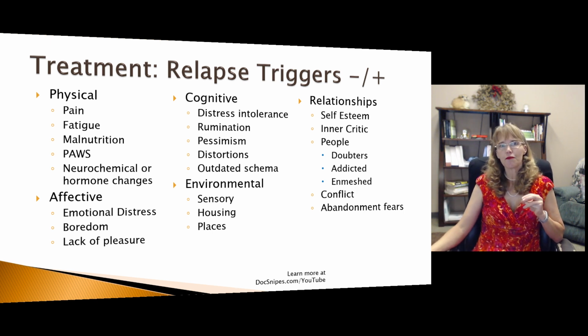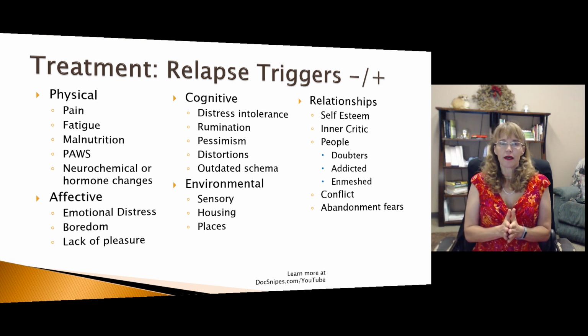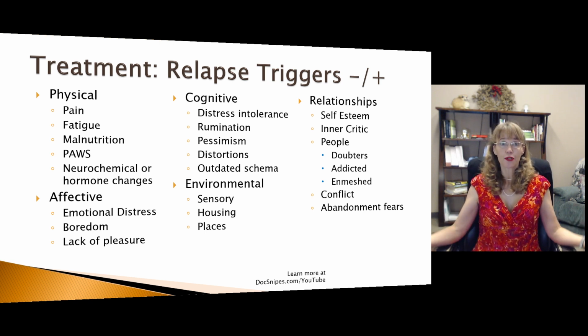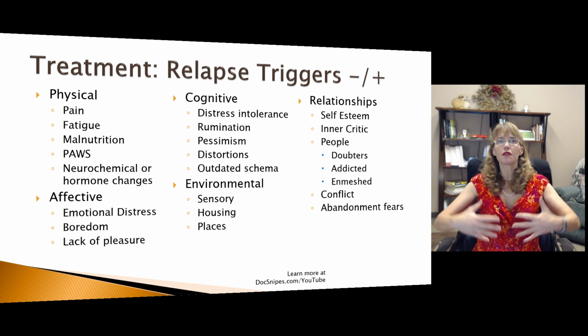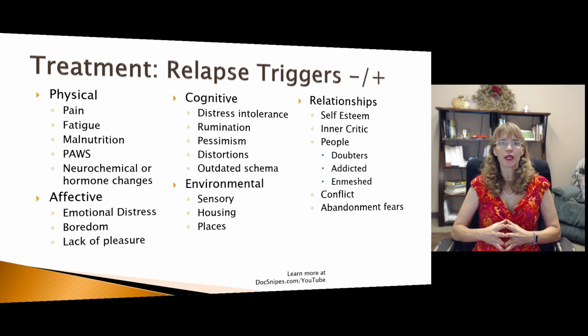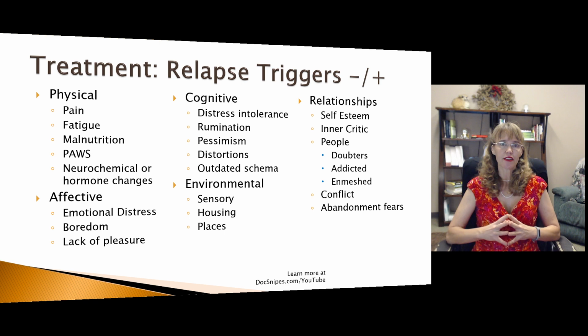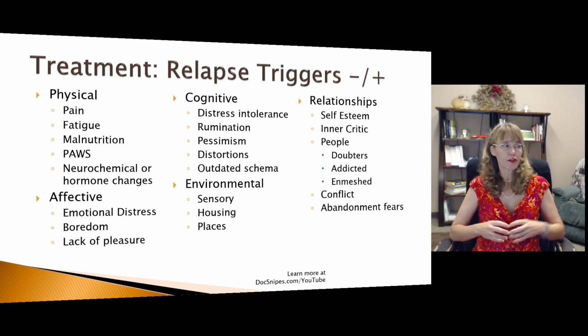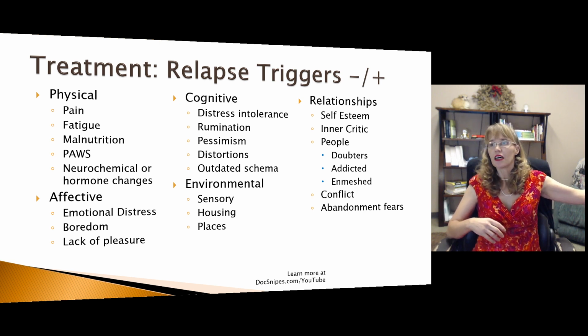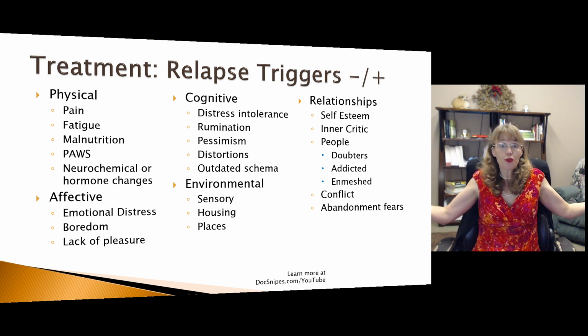And addressing abandonment fears. There are a lot of things that can trigger abandonment fears. And people who've developed addictive behaviors have often experienced multiple instances of what they perceive as abandonment because people backed away from them when they were immersed in their addictive selves. So it's going to be important to help them identify and address their abandonment fears, whether it stemmed from childhood or adult relationships or both.